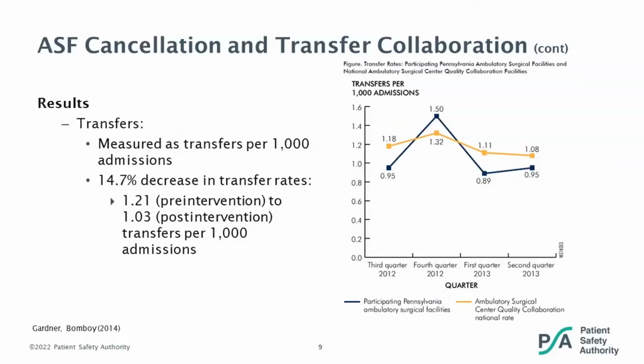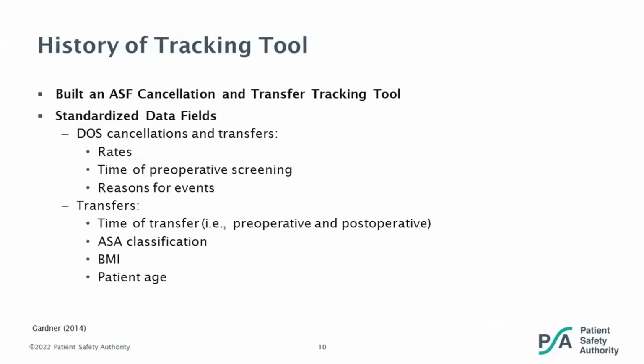We also looked at the change in the transfer rates, and those are measured as transfers per 1,000 admissions. There was a 14.7% decrease in the transfer rates, but because the numbers are so small and the differences were small, there was no statistically significant result from this decrease. So what I want to do is talk about the history of the tracking tool.